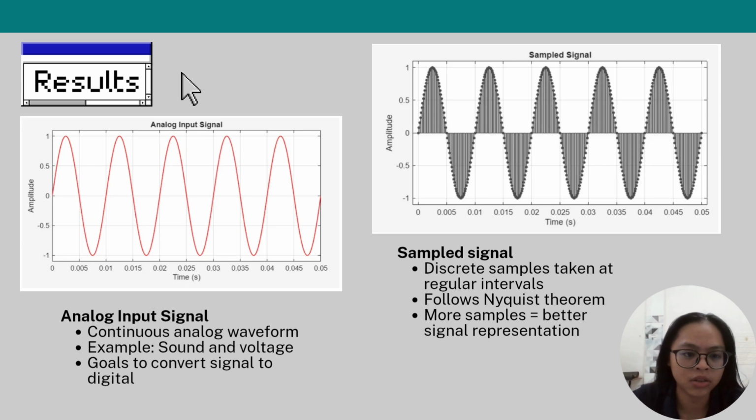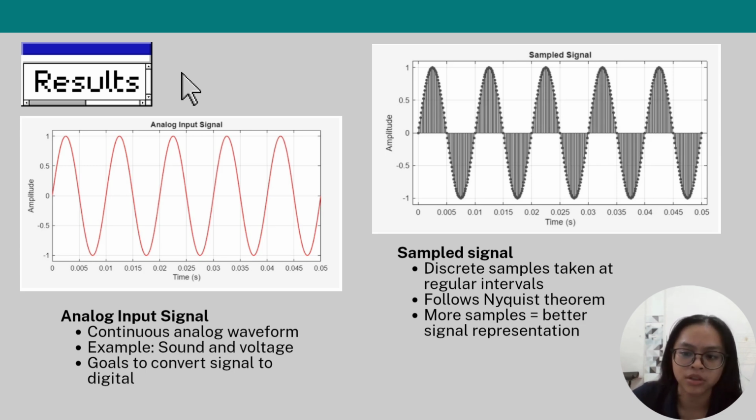So this is the result for the pulse code modulation, PCM, using the MATLAB code. Starting with the first graph, this is the analog input signal, shown as a smooth sine wave. It represents a continuous signal like sound or voltage. Our goal in PCM is to convert this into a digital signal without losing too much information.